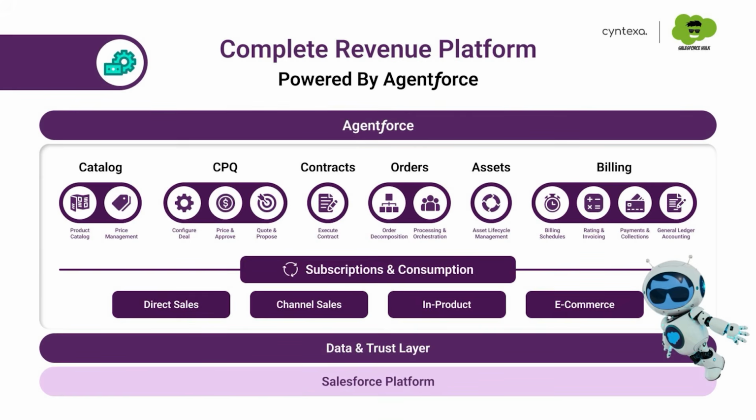And then keep track of, let's say, if it's a subscription product, we had sold them 10 quantity, but they increased it to 20. Three months later, they decreased it to something else. So we can manage all of that from a single place. You don't have to go here and there. Then we have billing capabilities. Along with all of that, we get subscription and consumption, and we can expose it in a headless API manner so that we can provide the same experience, be it direct sales, be it channel sales, be it in product, be it e-commerce.